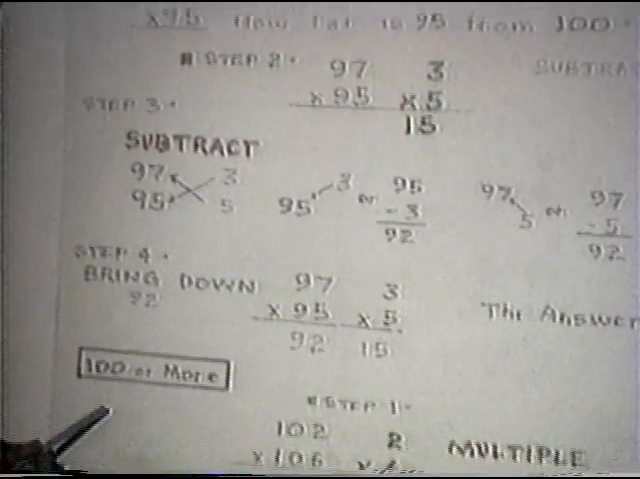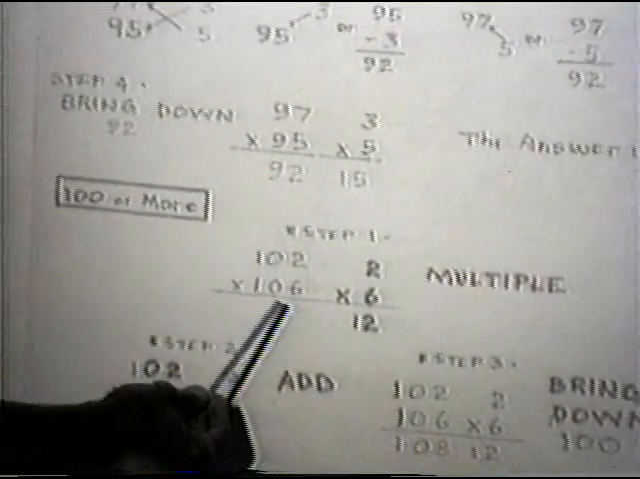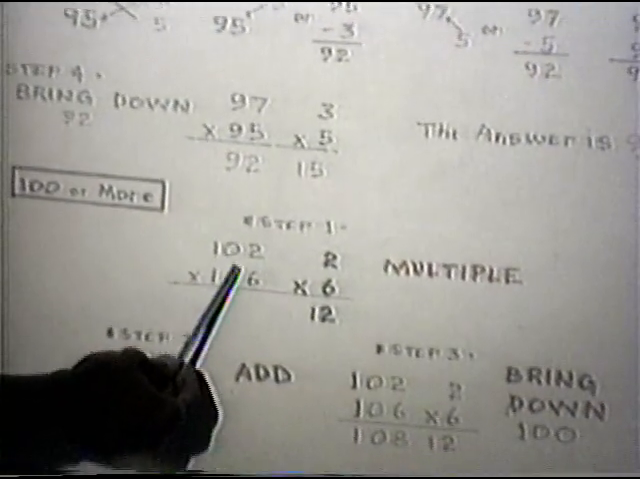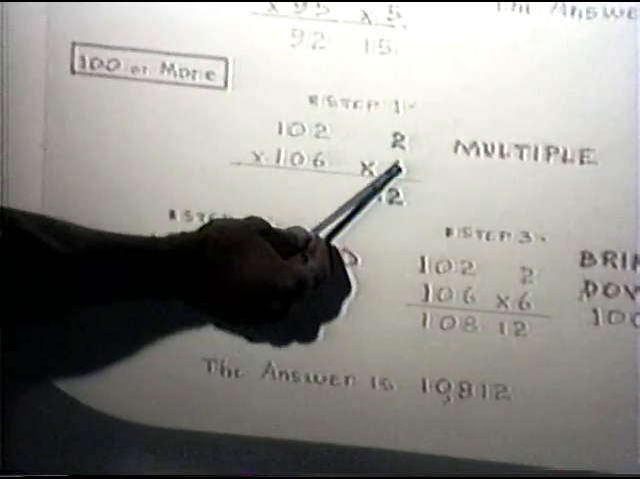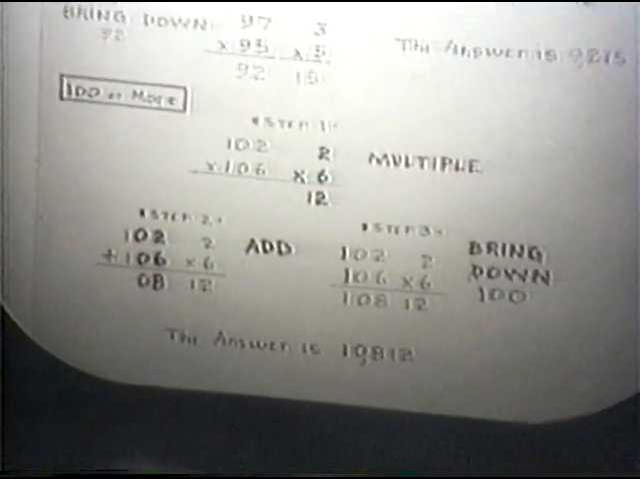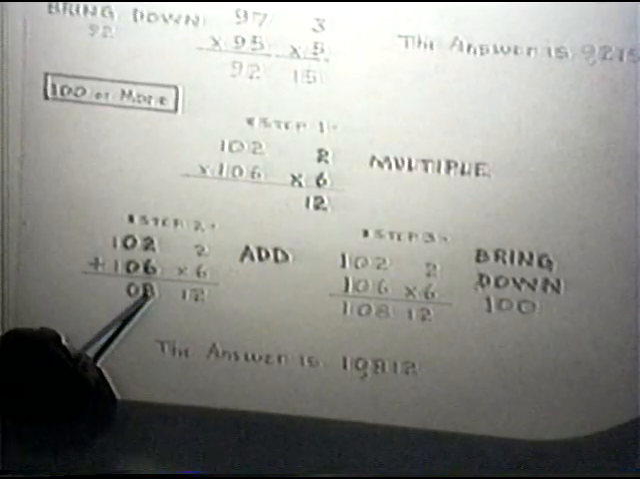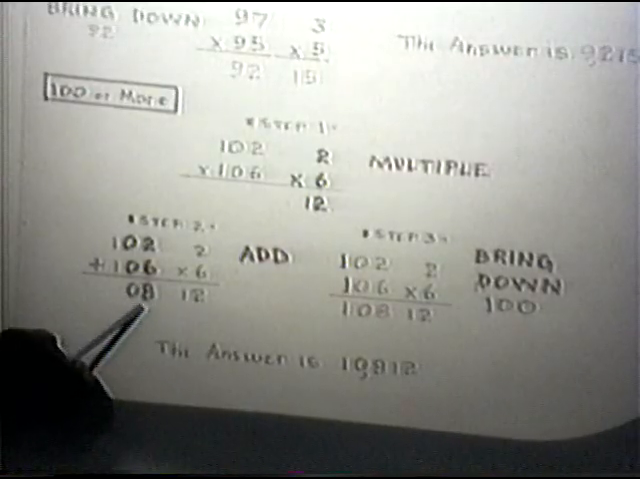Now we're getting to numbers that are 100 or more. For 106 times 102, what is the answer to that? We multiply the 6 times the 2 and we get 12. That's the first step. In the second step, we add the 6 and 2 and we get 8. We bring down the 12.